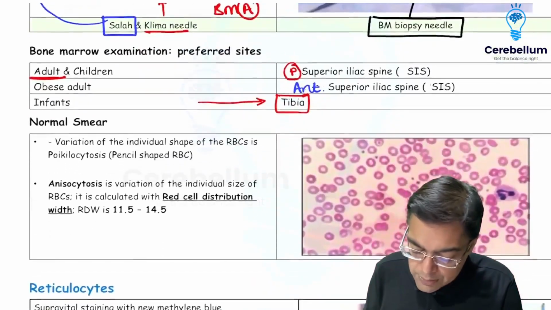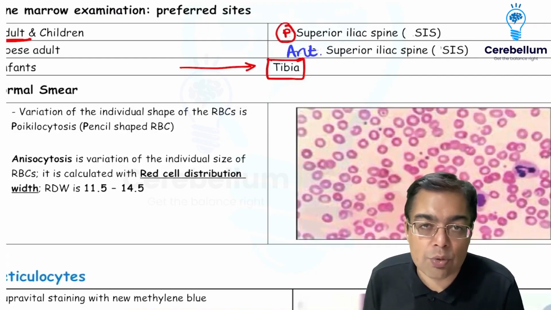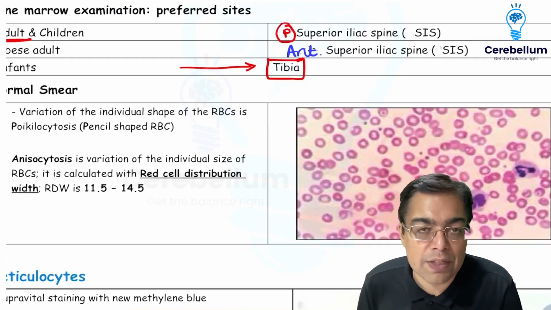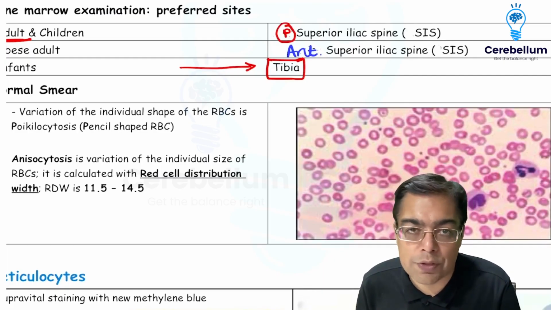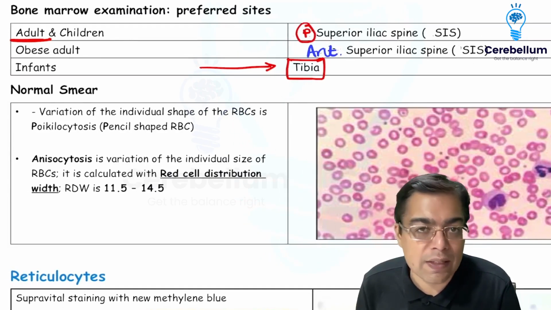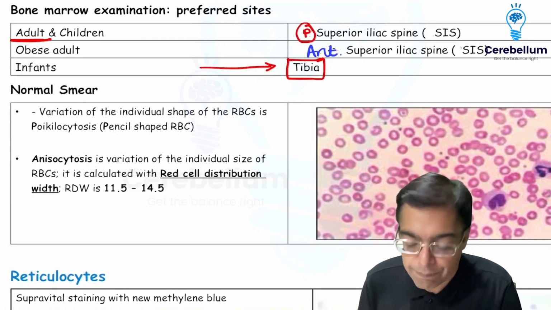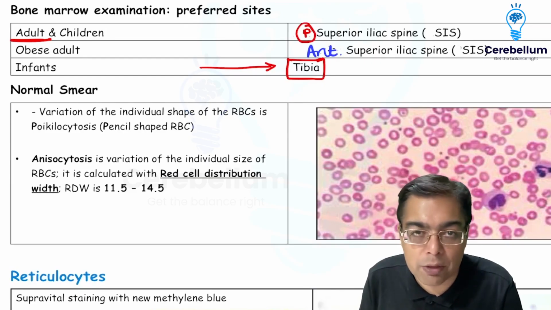What we need to remind ourselves is what a normal smear looks like. You'll have RBCs with a central one-third pale area. The size of an RBC is similar to that of a small lymphocyte. Sometimes there is variation in the size and shape of the RBCs. RBCs have a mean volume between 80 to 100 femtoliters.